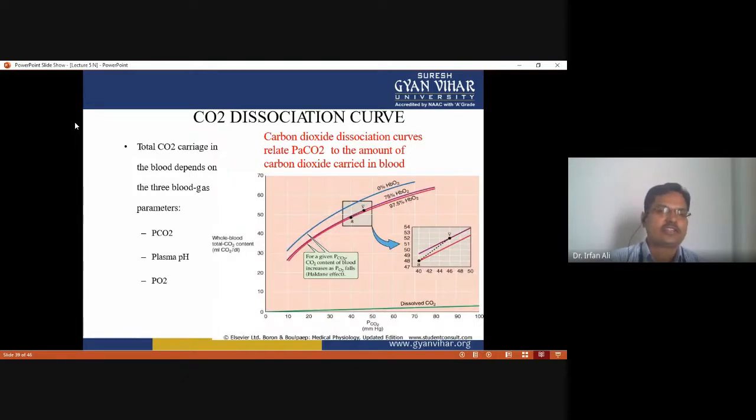and certain conditions affect the carbon dioxide dissociation curve. Okay, so the carbon dioxide dissociation curve relates partial pressure of carbon dioxide to the amount of carbon dioxide carried in the blood. Okay, so the total carbon dioxide carried in the blood depends on three blood parameters. The first is partial pressure of carbon dioxide, second is plasma pH, and third is partial pressure of oxygen. All three parameters affect the carbon dioxide transport in the blood.